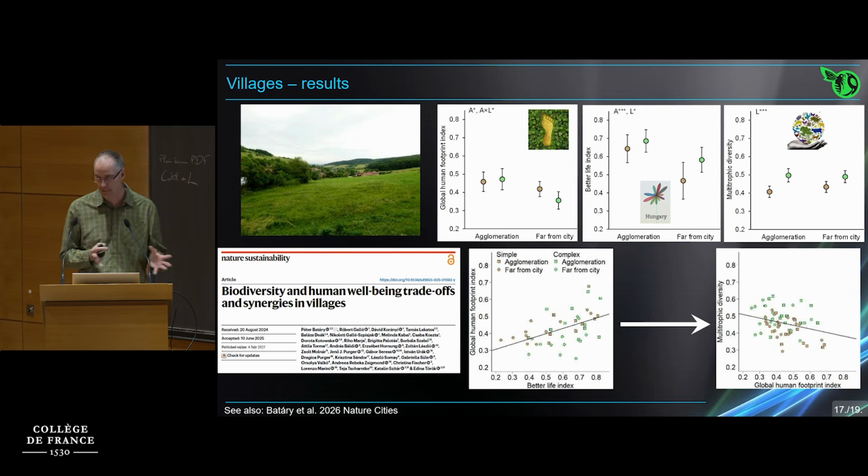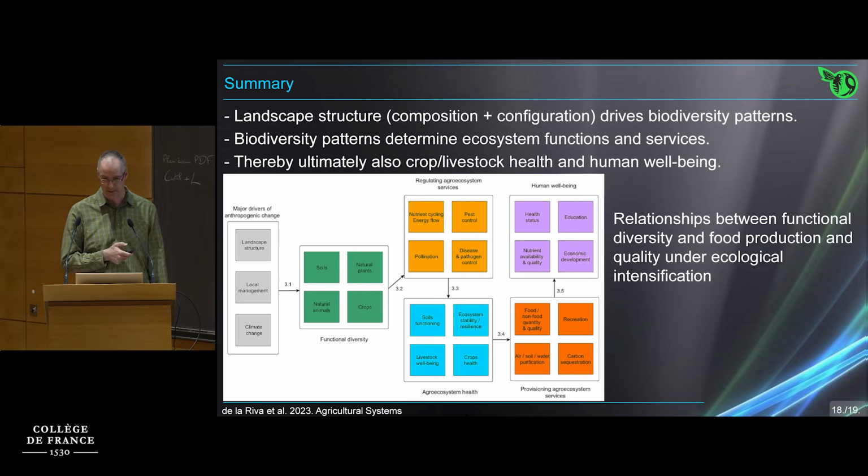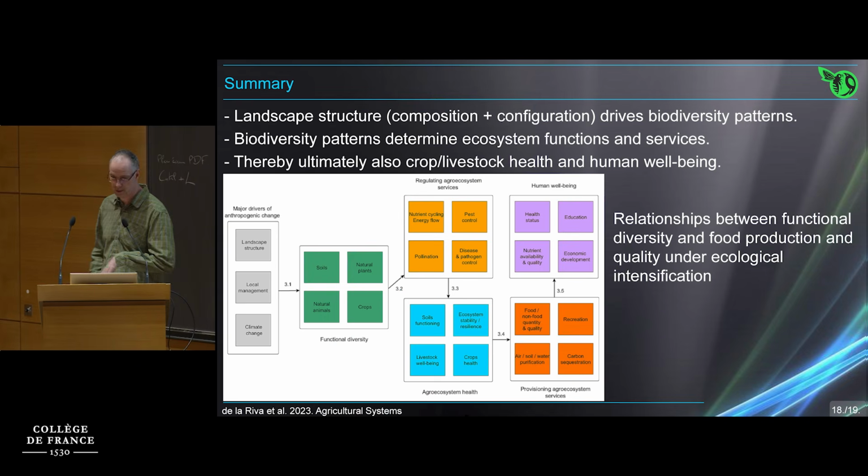There was no effect of agglomeration in contrast to my expectations on multi-trophic biodiversity, although we measured only the publicly available areas. So if you would go to gardens, I expect that there would be something different. And if we have a higher global human footprint across the villages, then the multi-trophic biodiversity is declining. And with this, I come to my summary.